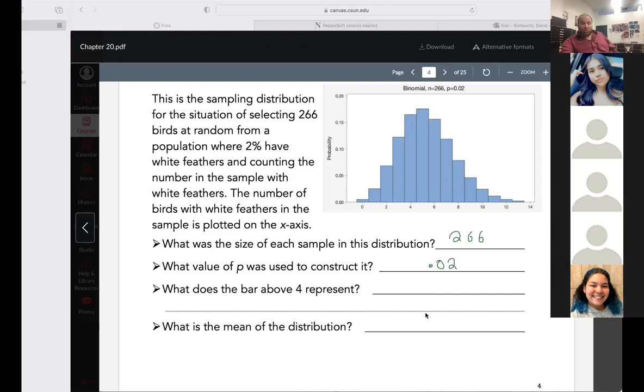So what's the mean of the distribution? The mean of the distribution looks like to be 5.3 or so. 5.3.